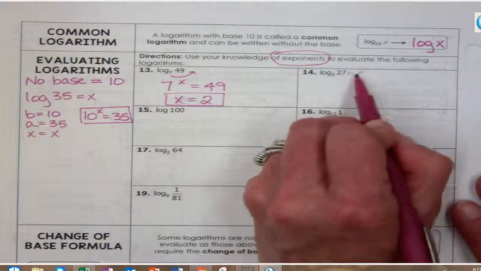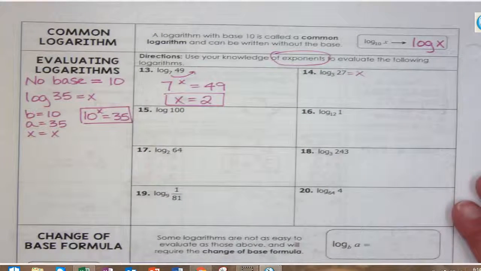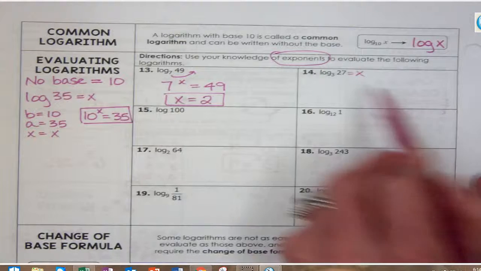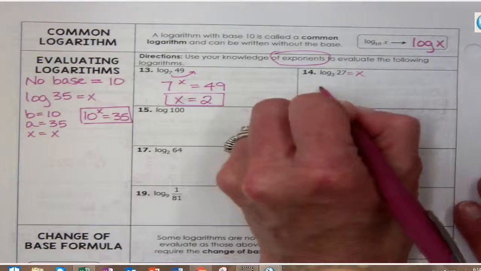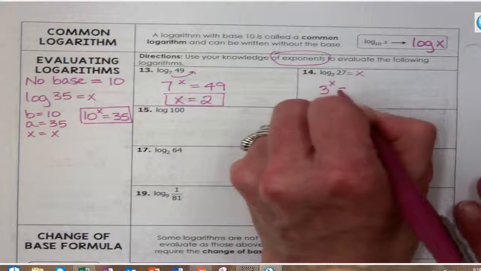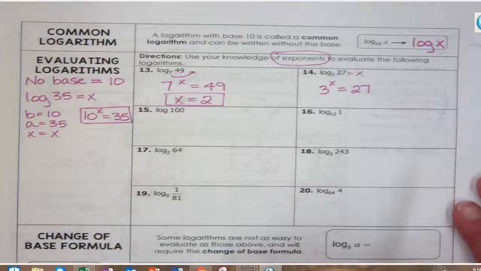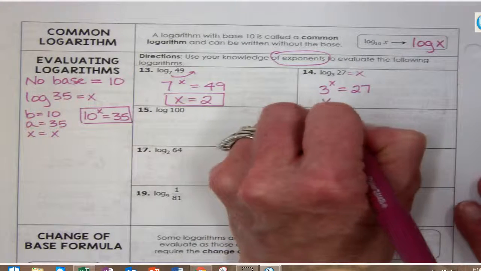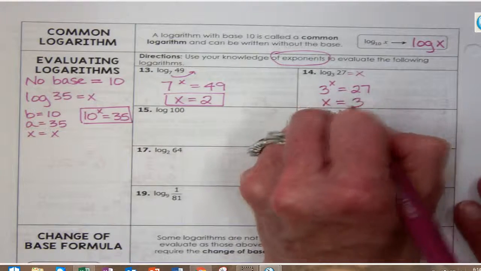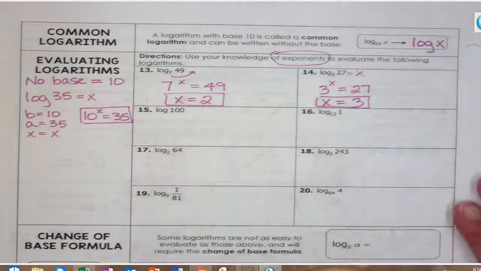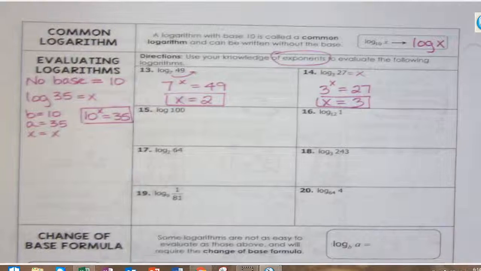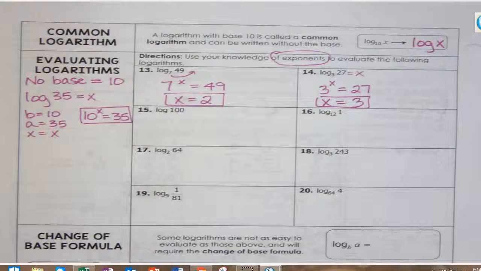We're trying to figure out what the value of this is. Log base 3 of 27 gives 3 to the x power is 27. Well, 3 raised to what power gives you 27? Well, 3 raised to the 3rd power is 27.